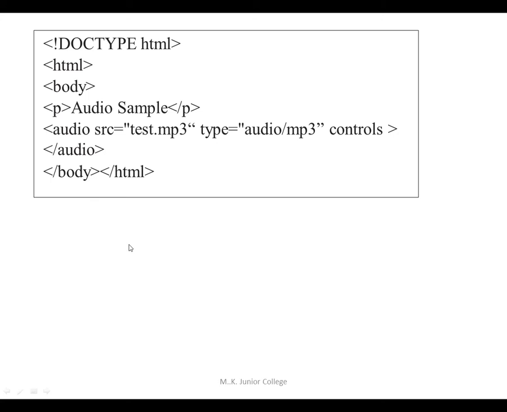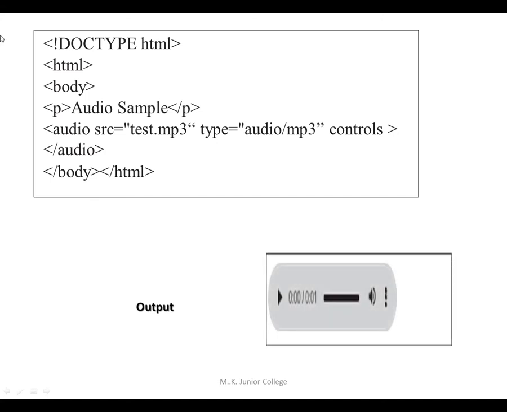We'll see the output of this. So on my web page I'll get this type of output. This is the control the user is getting. The user should click over here to listen to the music.